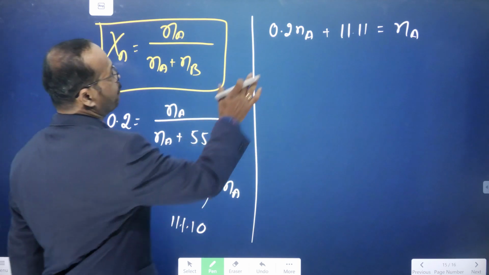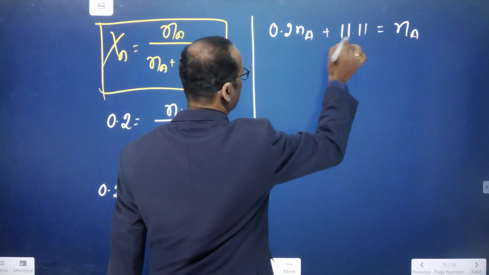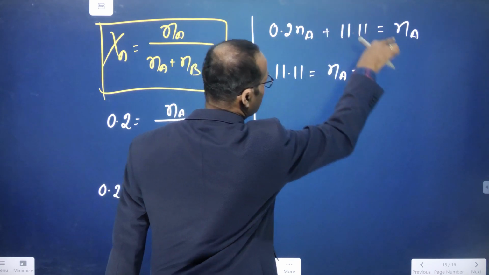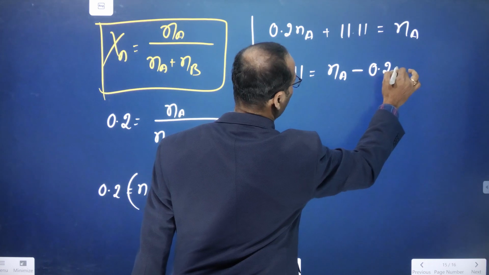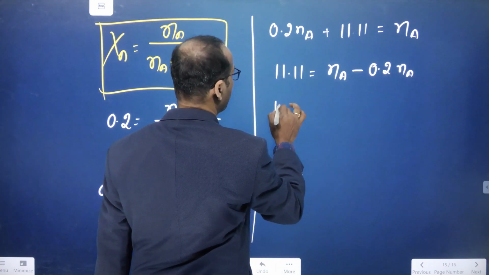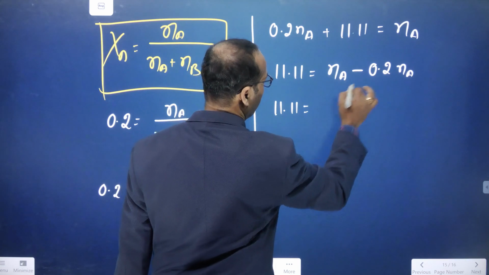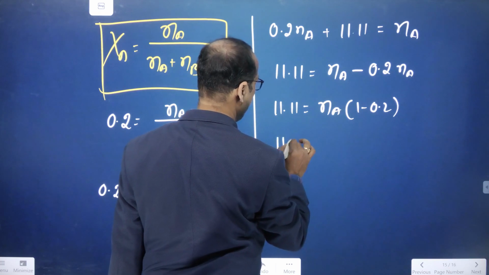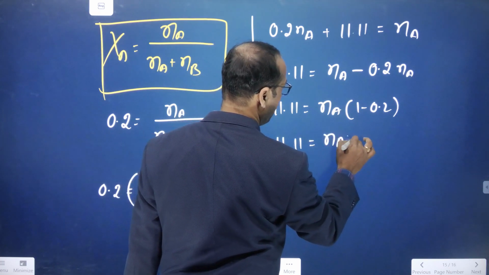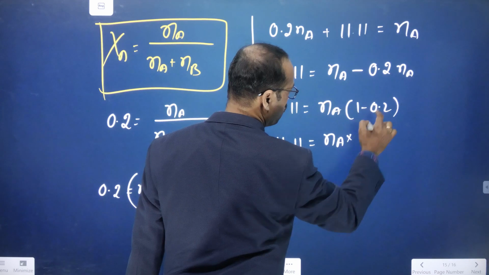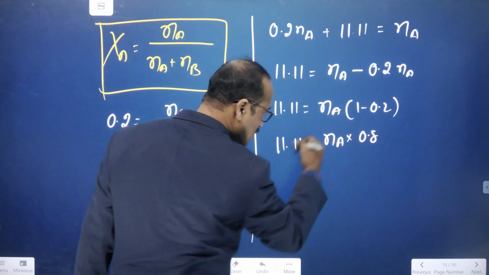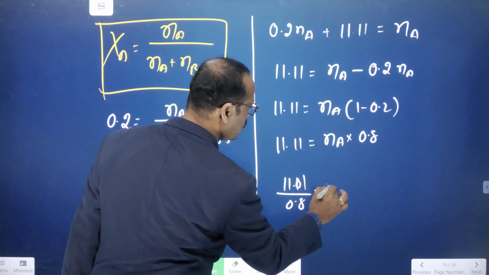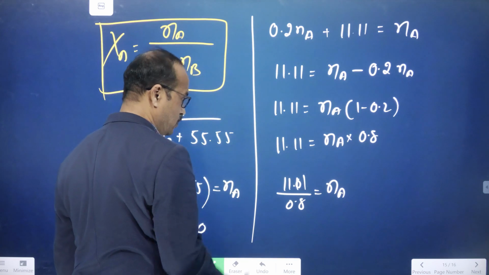Now what I do here, plus 0.2 Na, I am taking that side. So this becomes 11.11 is equal to Na minus 0.2 Na. If I take Na common, then 1 minus 0.2. So 11.11 is equal to Na into 0.8. Now I'll bring this here: 11.11 divided by 0.8 is equal to Na. You have to calculate this one.